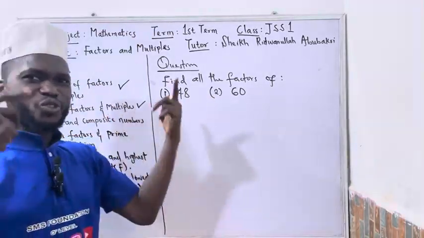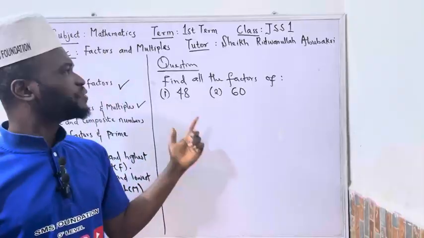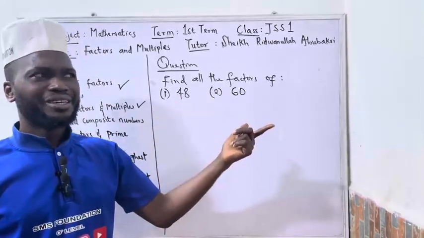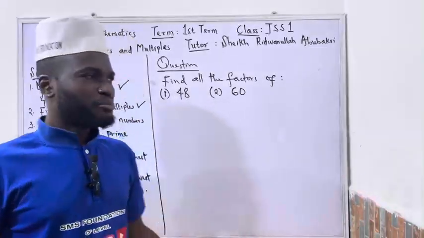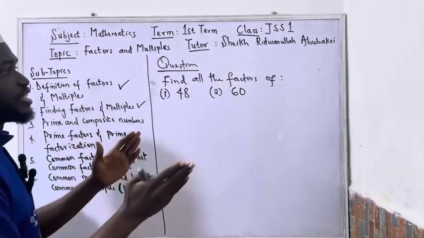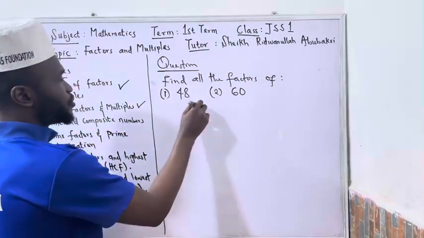If you just want to be writing them, like 1 can divide 48, 2, so try 3, you may miss some out. But this is the method you will use in order not to leave anyone out. Let's come with the solution.